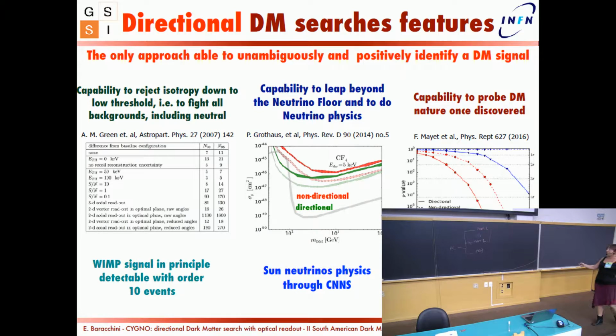The other thing is that since you can correlate the direction of the observed event with an astrophysical source, you can correlate neutrinos to the sun, so you can really do neutrino physics, because you can discriminate an event coming from a neutrino from the sun from a WIMP-like event. Also because Cygnus and the sun never superimpose during the yearly rotation. So Cygnus and the sun are never in the same position, okay?